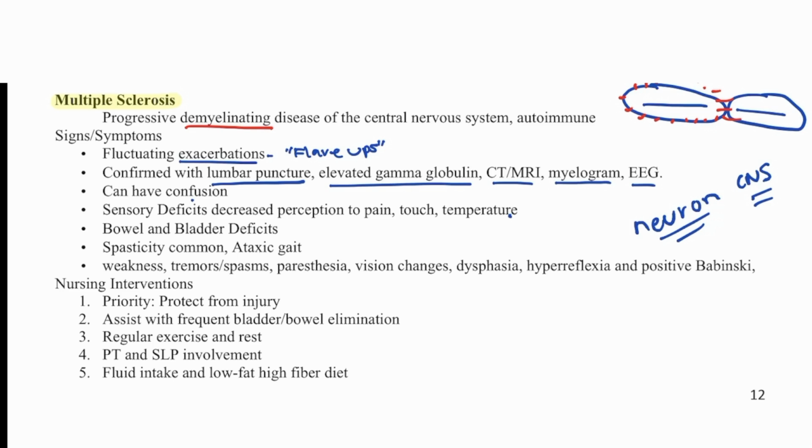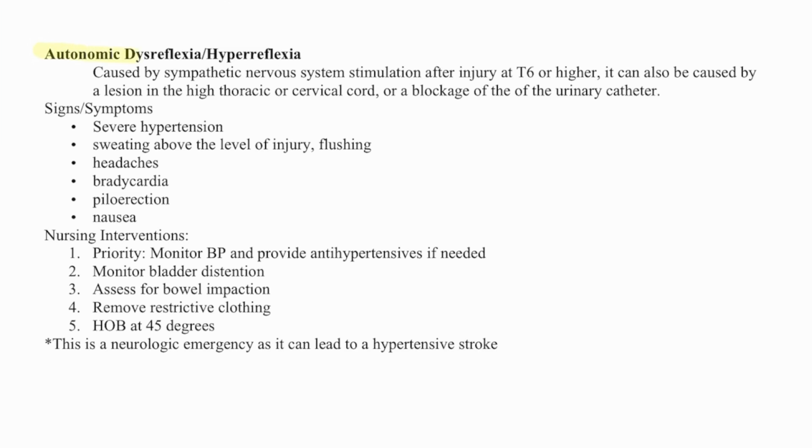So our nursing interventions, our priority is to protect the patient from injury, assist with frequent bladder and bowel elimination, regular exercise and rest, PT and speech and language may need to be involved, and fluid intake and a low-fat, high-fiber diet. And again, these will be individualized depending on how our patient presents with all of these different symptoms that they could have.